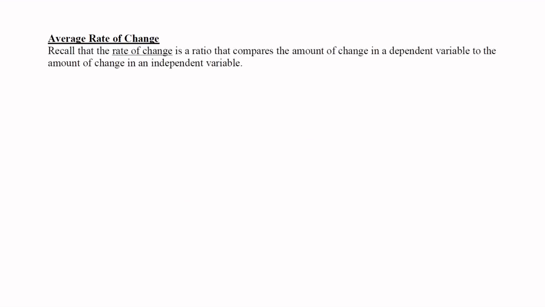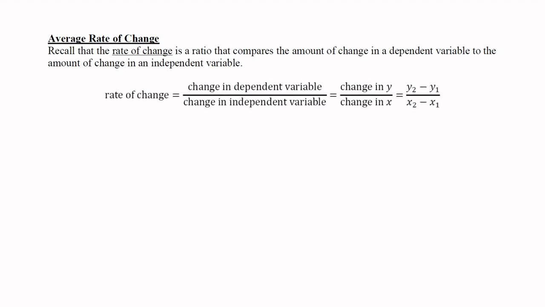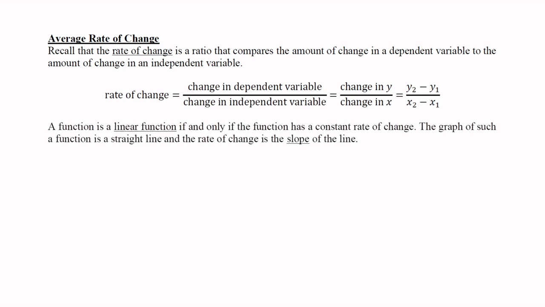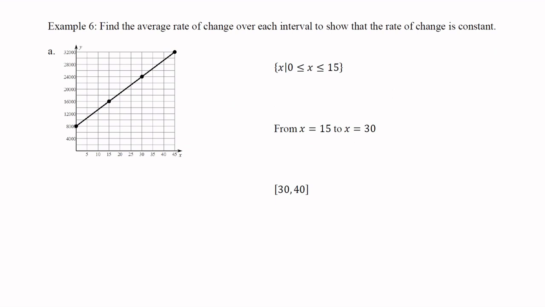Recall that the rate of change is a ratio that compares the amount of change in a dependent variable to the amount of change in an independent variable. It's our y2 minus y1 over x2 minus x1. In the case of a linear function, it's our slope. A function is a linear function if and only if the function has a constant rate of change. The graph of such a function is a straight line, and the rate of change is the slope of the line. So in other words, no matter where you go along the graph to pick points, you're always going to end up with the same rate of change.